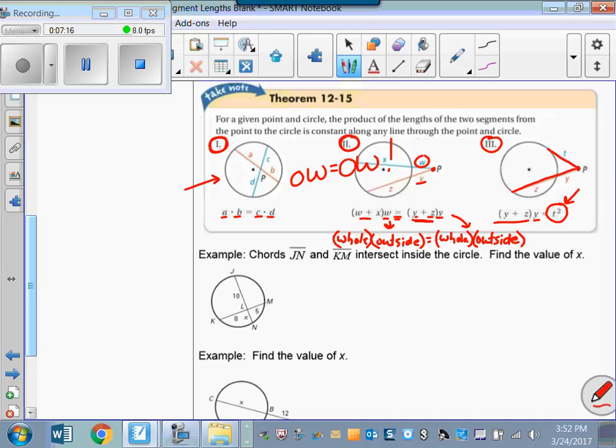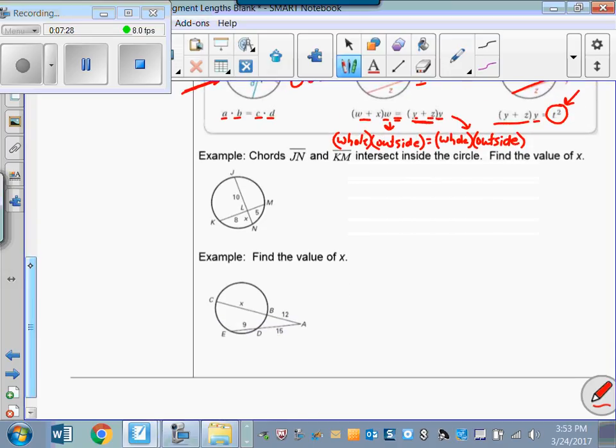Okay, so for number 1, you just got to remember the two parts. The product of the two parts of one equals the product of the two parts of the other segment. And then for the other two cases, you just got to remember ow, ow. Okay, so let's do some problems. Let's see what we have here.